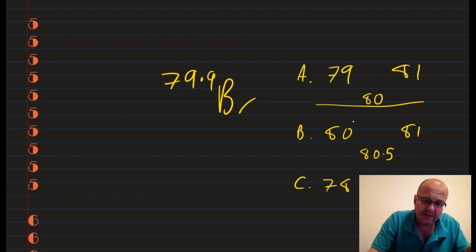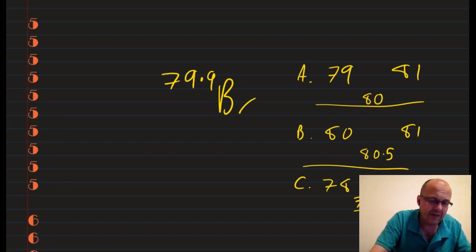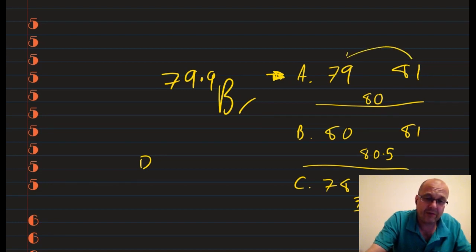C, 78 and 80, so the average would be 79. So it's not that one. I think it is A. And for D, 79 and 80, 79.5. Yeah, so it's A. So 5 is A. Because the weighted average, where it's weighted 1-to-1 between those two numbers, is 80. 5 is A. Nice.